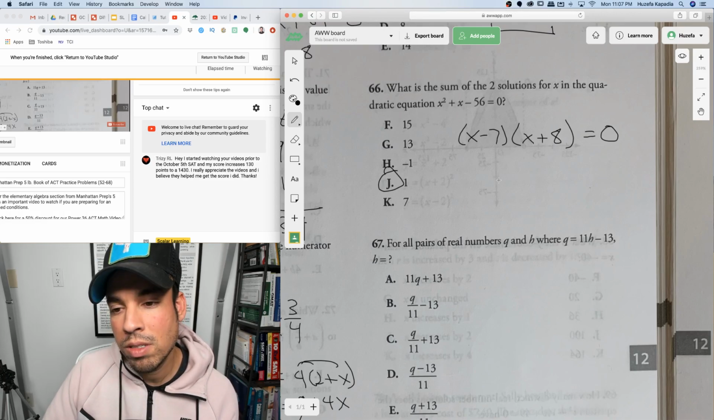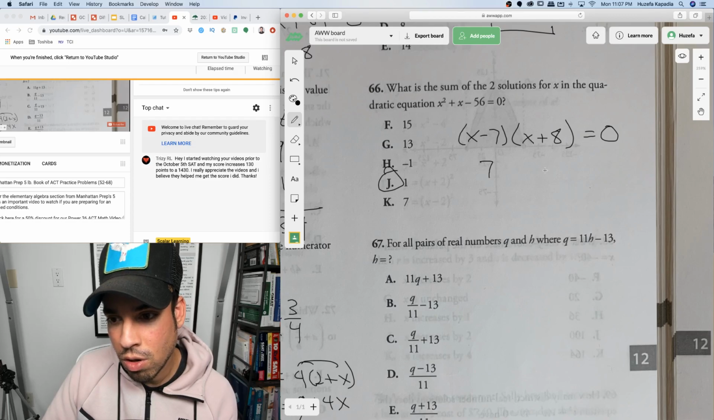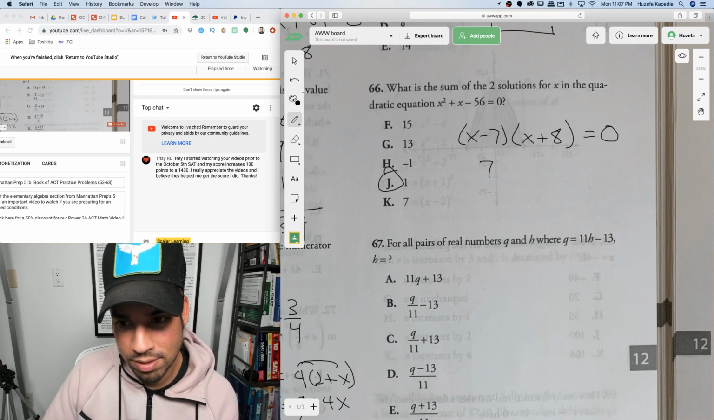And then what's the sum of these two solutions? So my solution is 7. My other... I was too hasty. I was wrong.